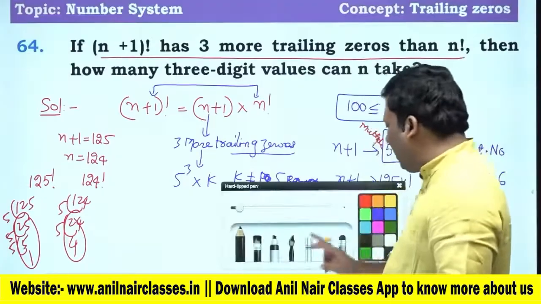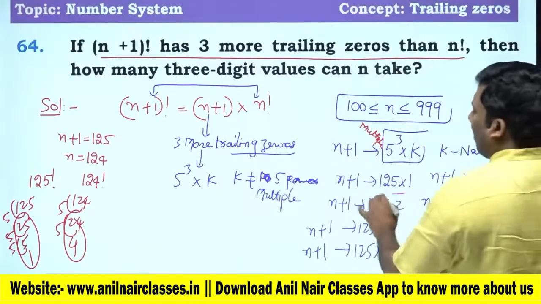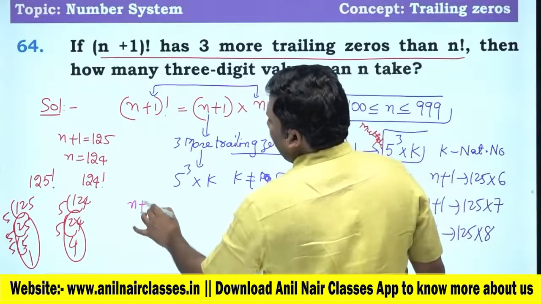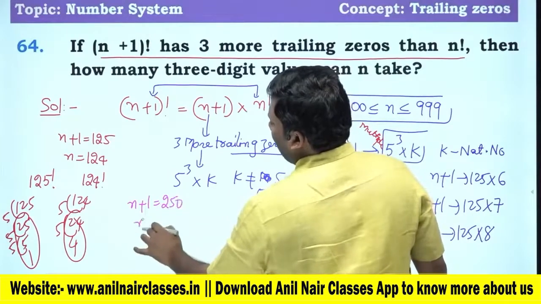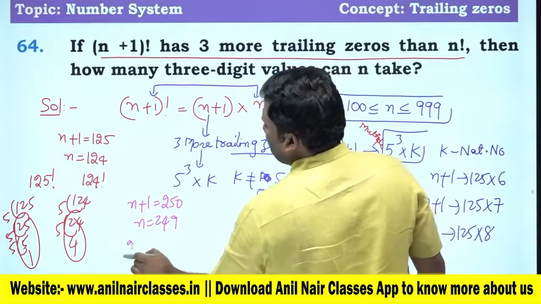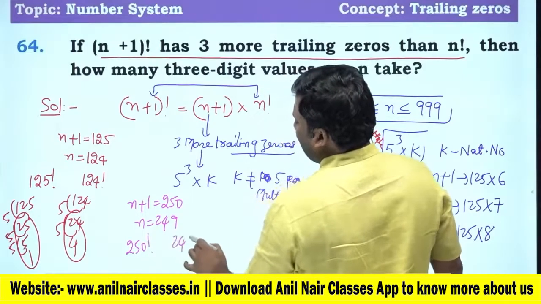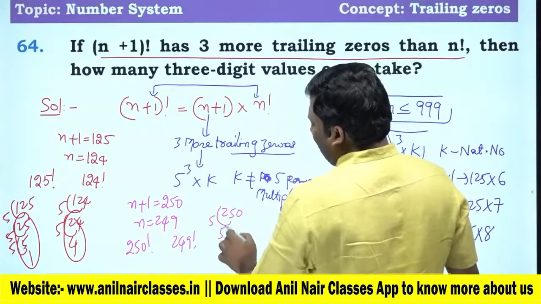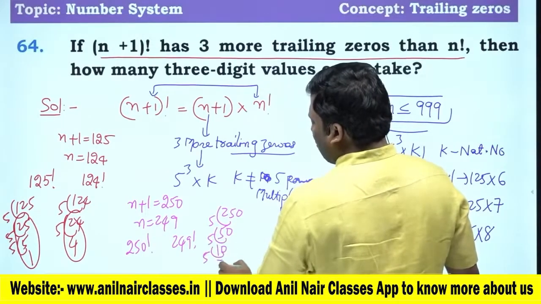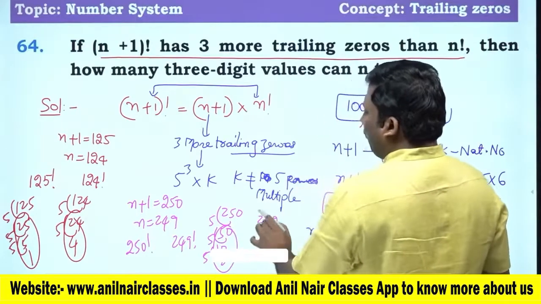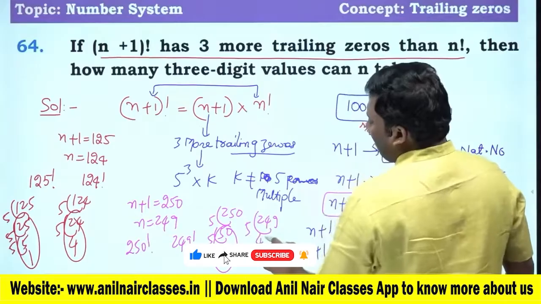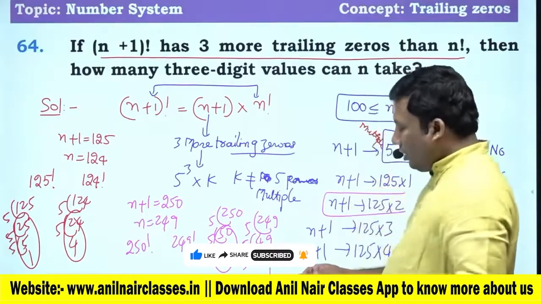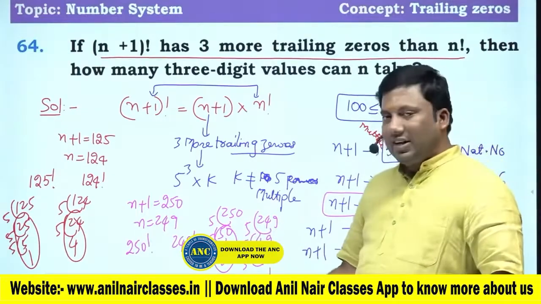Let me check it out by taking one more number. n+1 is 250. If n+1 is 250, that means n will become 249. This will become 250 factorial and this is 249 factorial. So 250 will become 5 50s are, 5 10s are, 5 2s are, 62 I got. 249 is 5 49s are, 5 9s are, 5 1s are. So here it is 59, here it is 62.